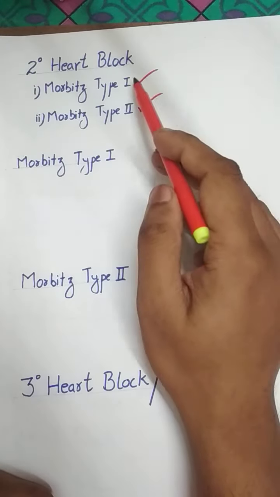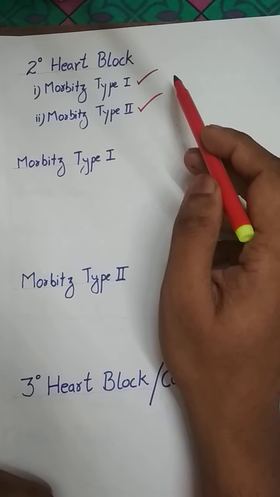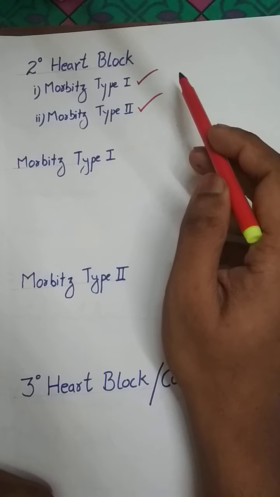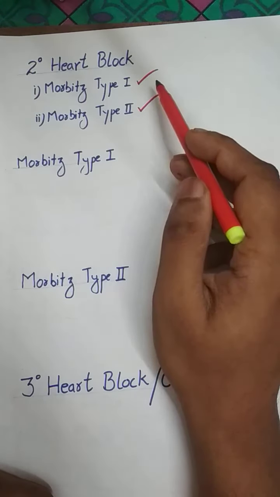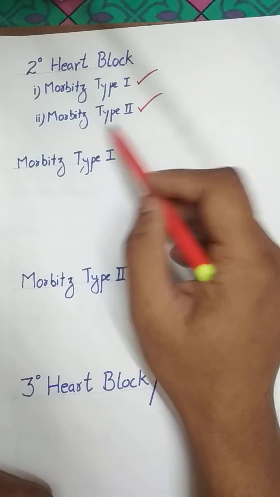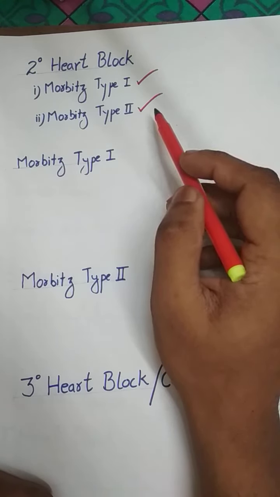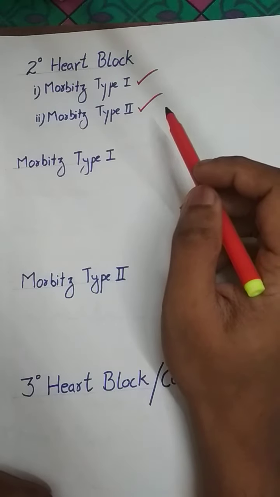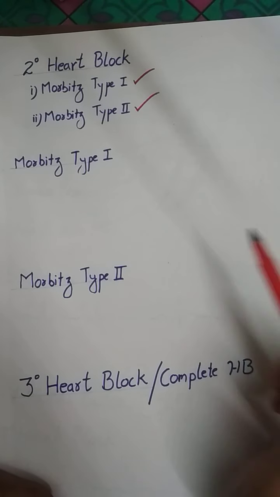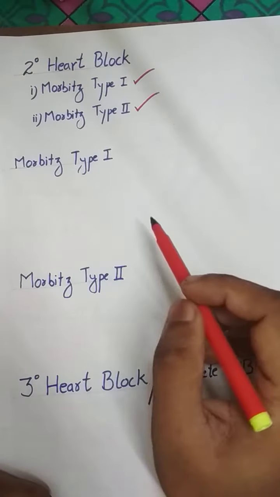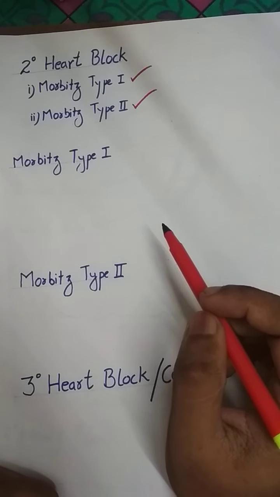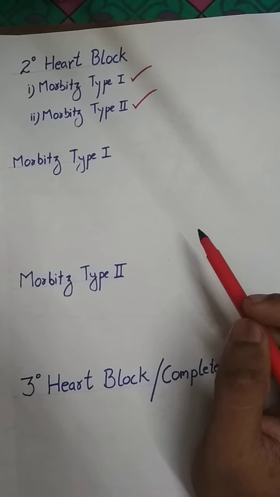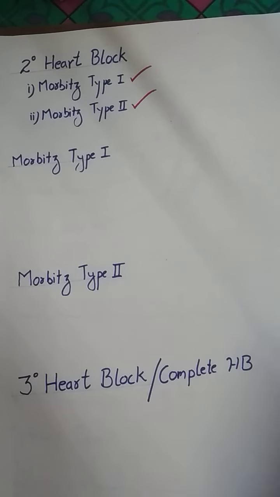Mobitz type 1 is also called Wenckebach phenomenon, or it is also called two-way block, whereas Mobitz type 2 is also called 2B block. So first let us see what is Mobitz type 1. The ECG of the Mobitz type 1 would be something like this.